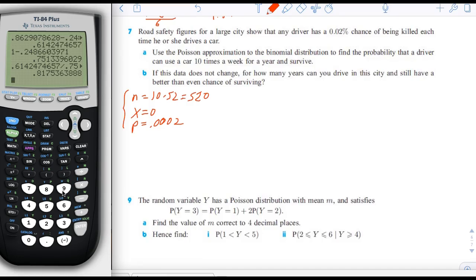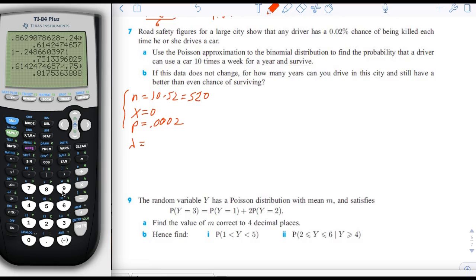They want to find the same probability using the Poisson distribution. So what you do here is you need to figure out what the lambda value or the m value is. So in this case, what you want is the expected number of times a person would die during the year.